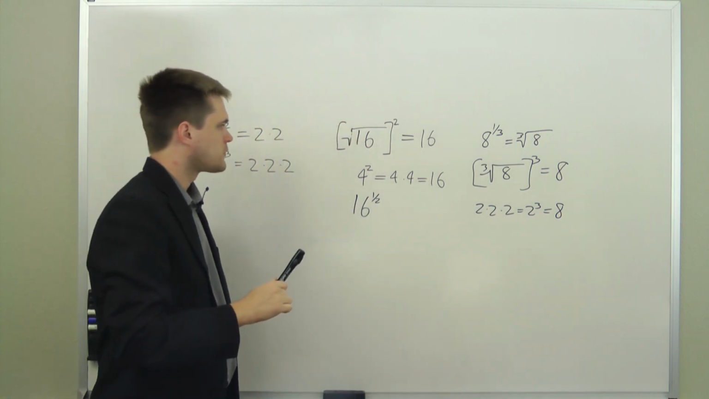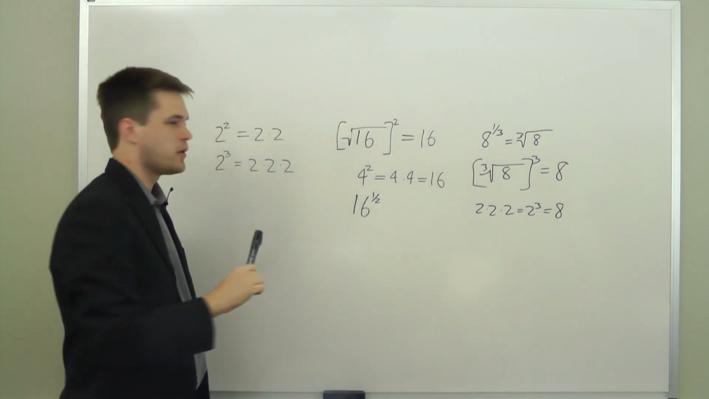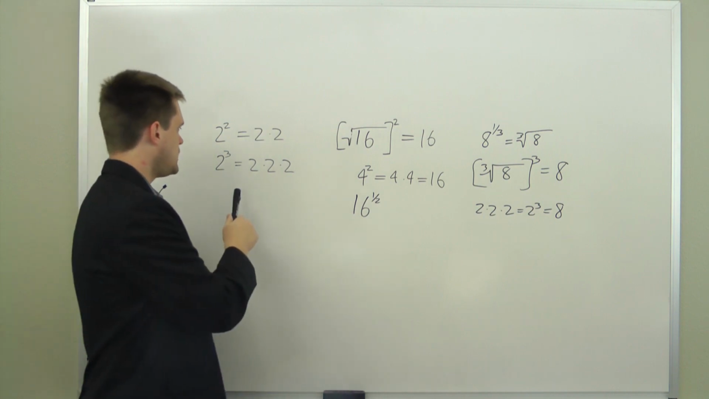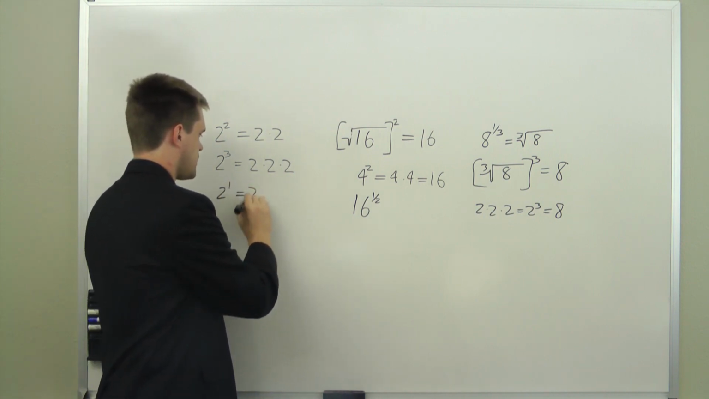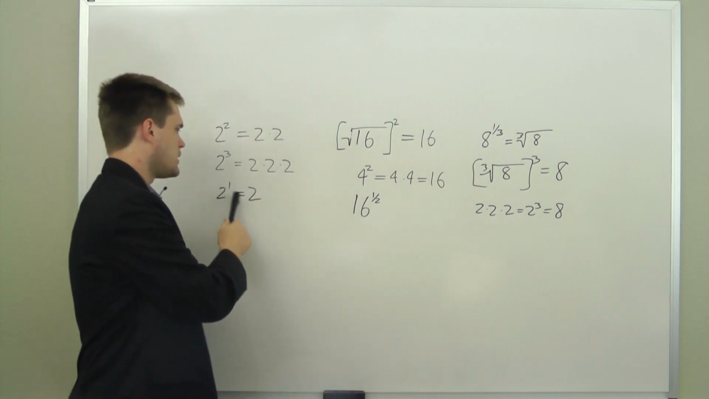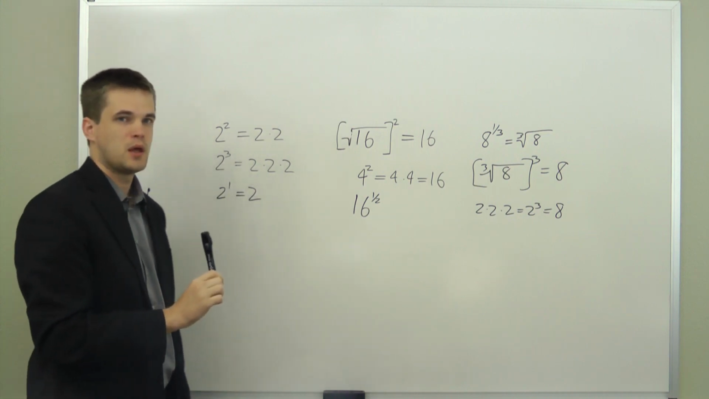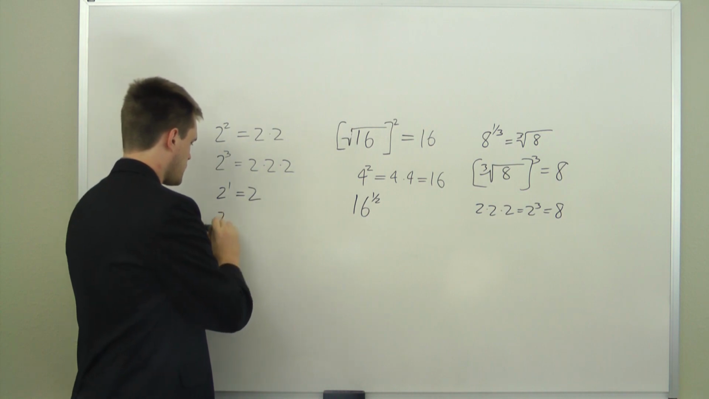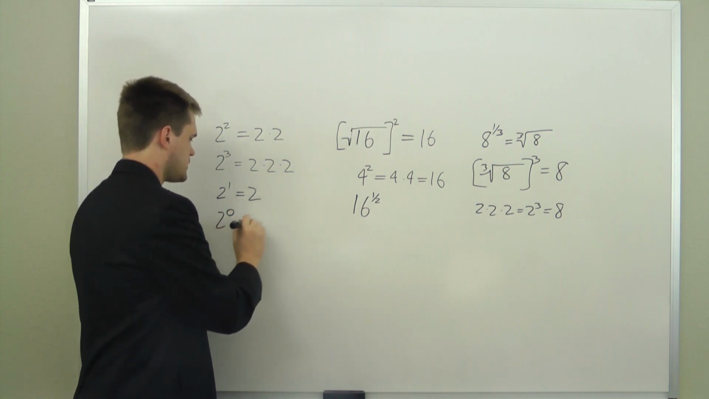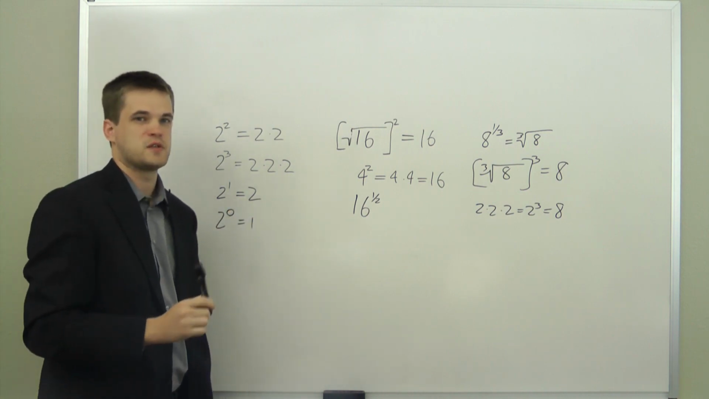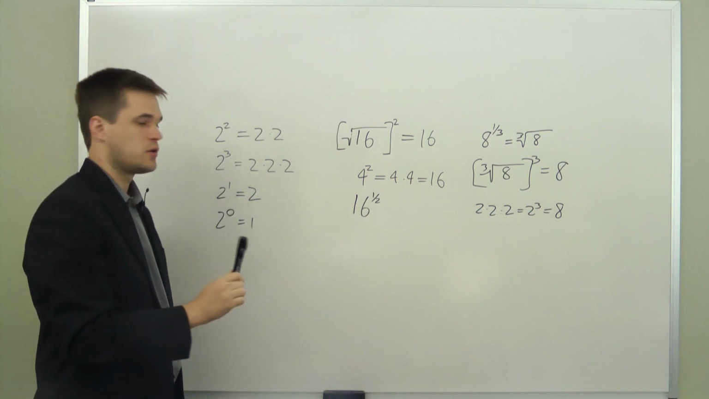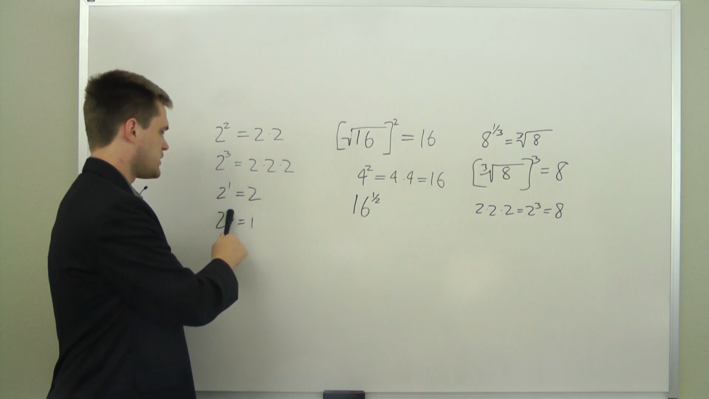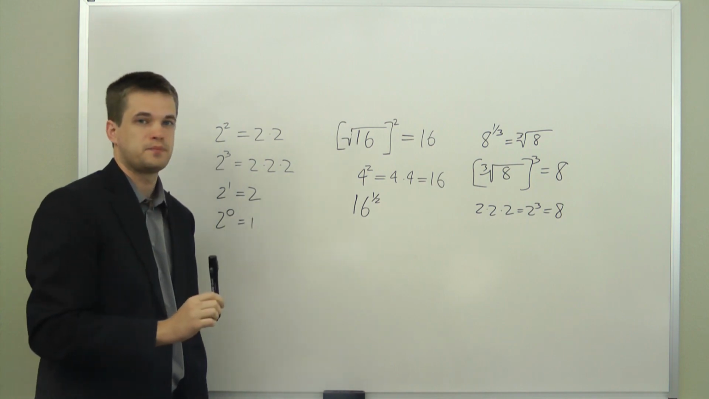And a couple other things about exponents. Any number raised to the 1 is just the number itself. So 2 raised to the 1 is just 2. And any real number raised to the 0 is equal to 1. It doesn't matter if it's a positive number or a negative number. Any real non-zero number raised to the power of 0 is equal to 1.